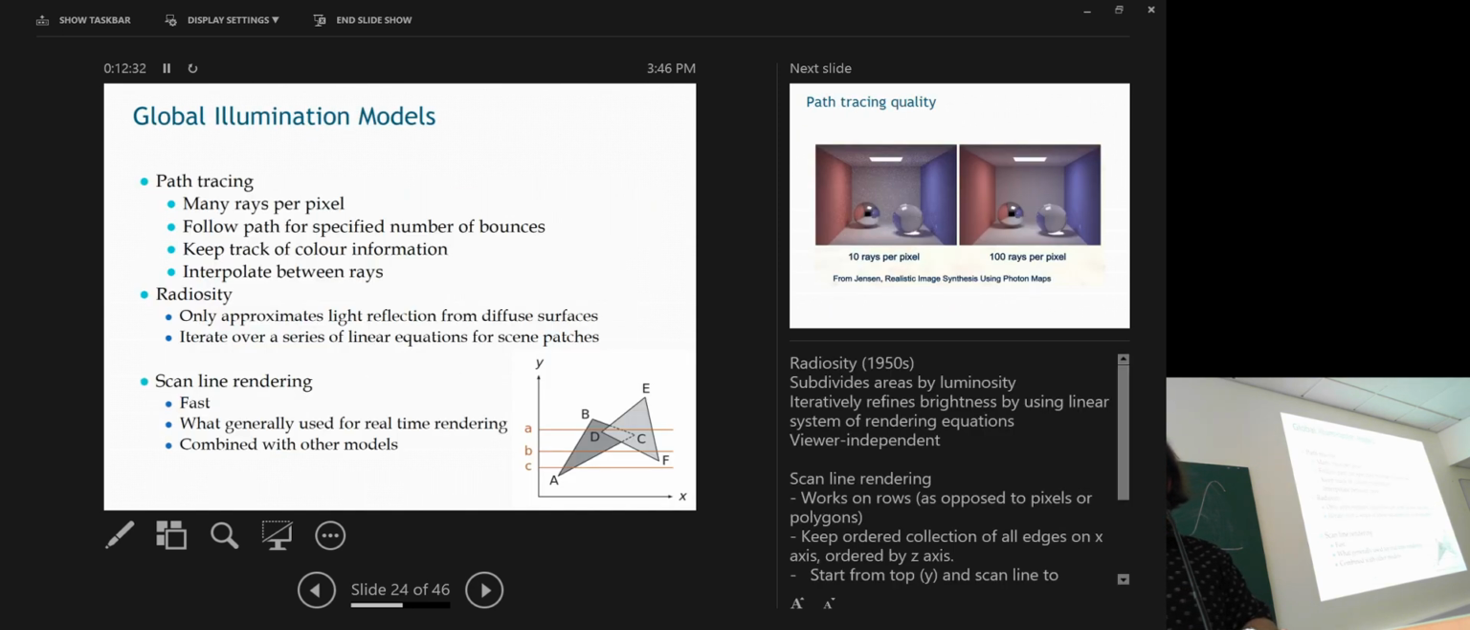And scanline rendering is not a rendering technique in itself, but a technique to decrease the amount of information and the areas we want to render. So it's used in combination with other rendering models, but the key thing here is that we simply identify which points we need to render and which do not.